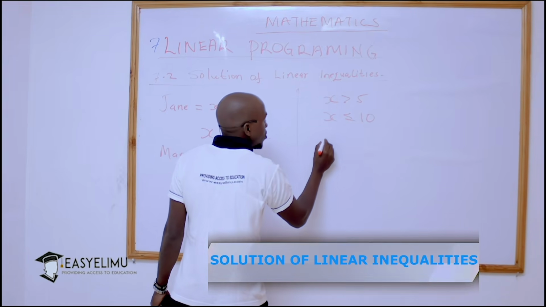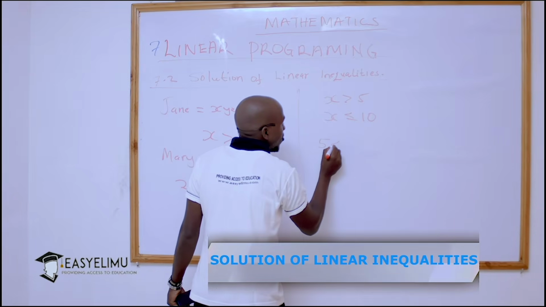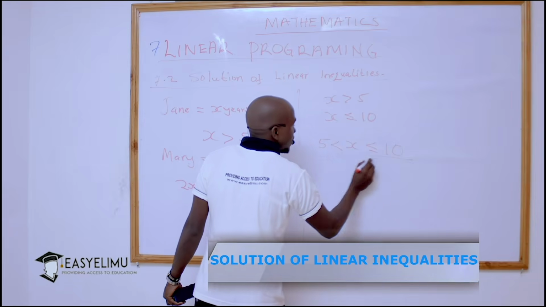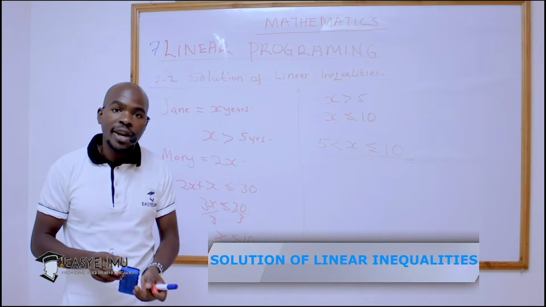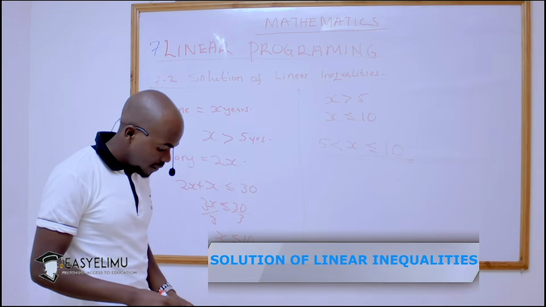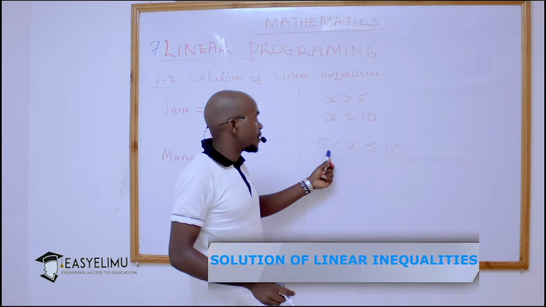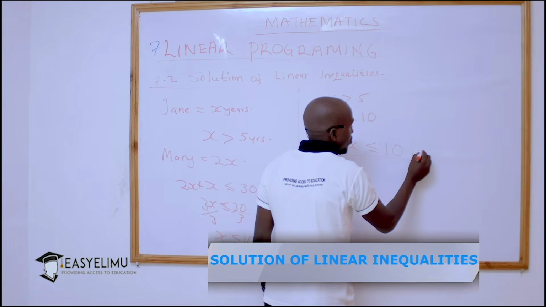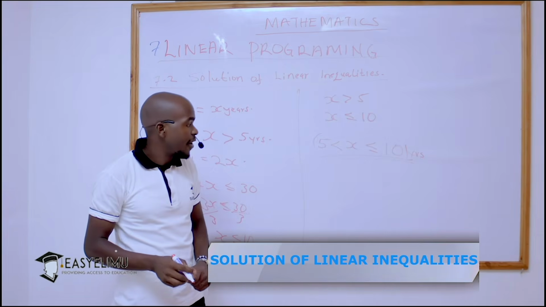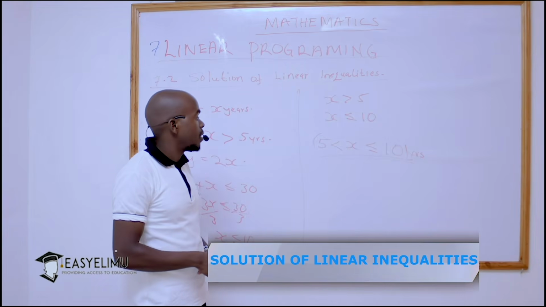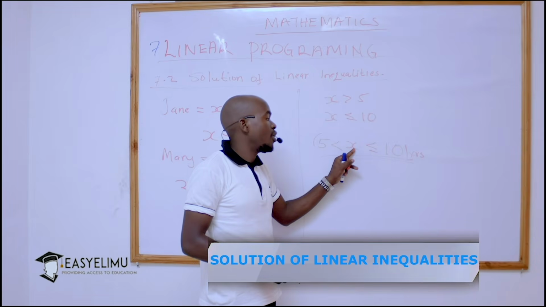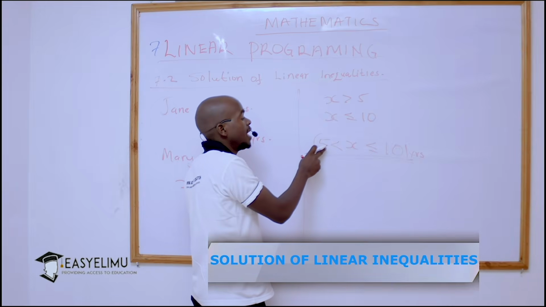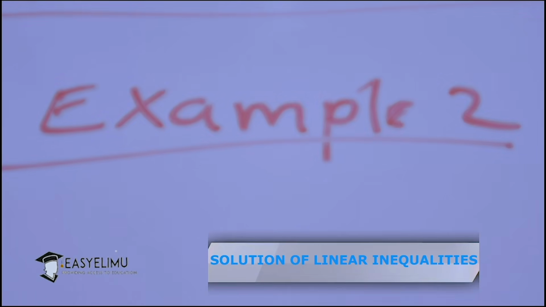So what we should do, we should start with the least, which is 5, but this 5 is less than x, and this x is less than or equal to 10. And this is the range of inequalities we are required to give. So we can finally give the answer as 5 is less than x, which is less than or equal to 10. And this one is a number of years. So we have found that the age of Jane is either 10 years or less, but is not less than 5, meaning it is more than 5 years.